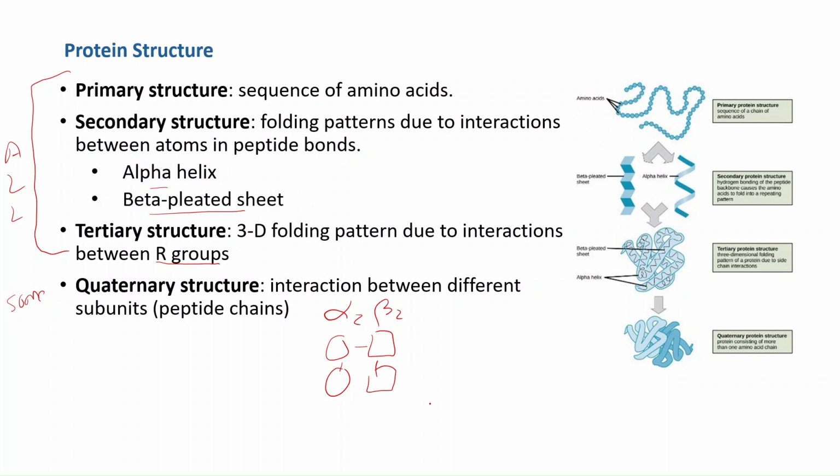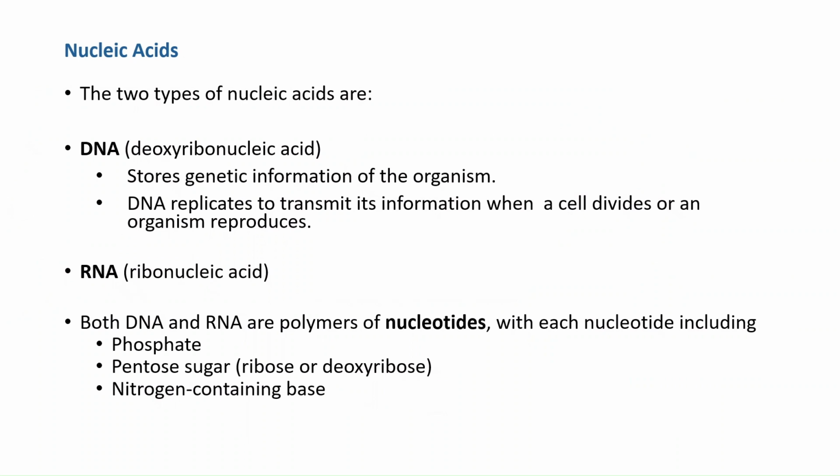If you have a quaternary structure, obviously you have primary, secondary, tertiary, but again, not all proteins have to have a quaternary structure. Only some of them do. Some proteins, like insulin, have only 1 subunit, so there's no quaternary structure. The last type of molecules, and you're going to spend several chapters talking about them, so I'm just going to go very, very quickly, is the nucleic acids.